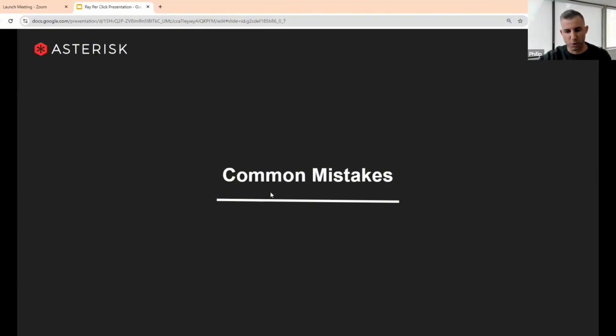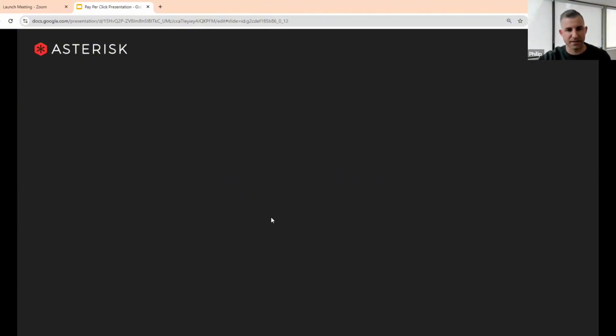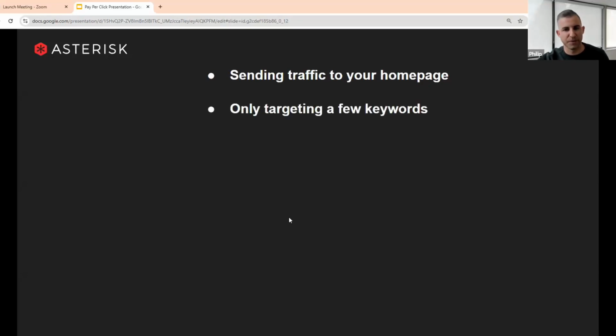And then quickly, just common mistakes that I see among other campaigns that I've checked out from other agents or other people is sending traffic to your homepage. That's usually a no-no. You want to send them to your specific landing page, like we talked about. Only targeting a few keywords, like only going after your city, which generally you want to go after a lot more because with more data, you can get better results.